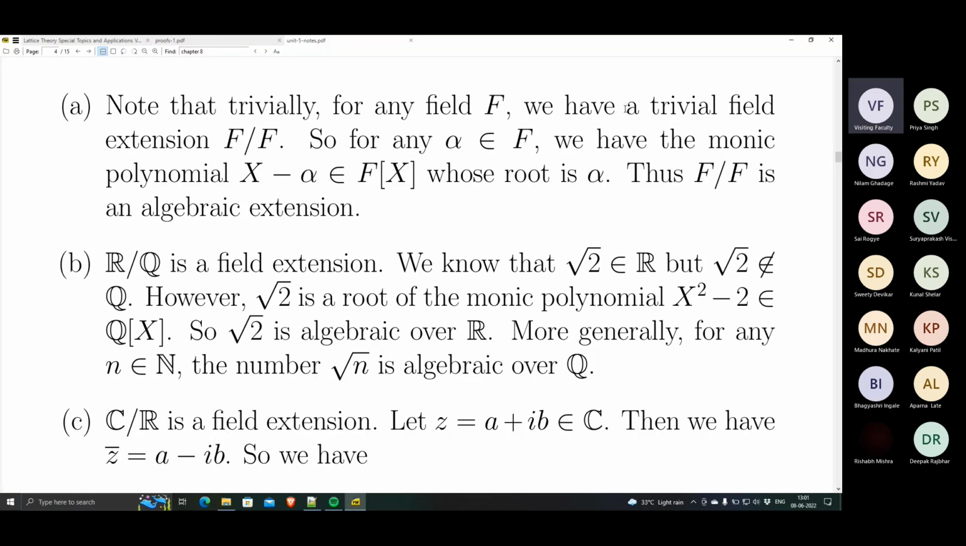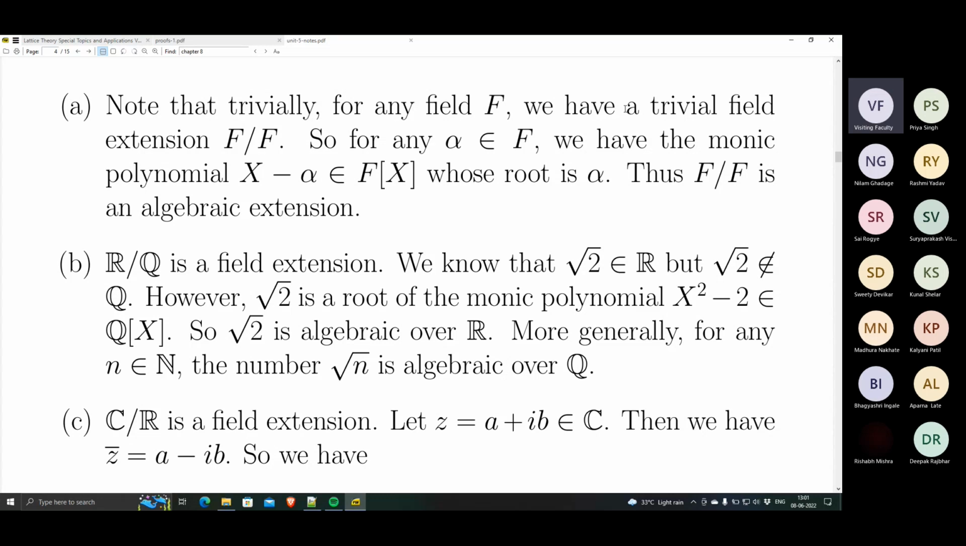What is a monic polynomial for square root n if square root n is algebraic over Q? X squared minus n. Yeah, simple, right? That is exactly what you did for square root 2. If you take the square of square root n, you get n. So you just have to square it. So x squared minus n, and square root n will be a root of that polynomial. Right?